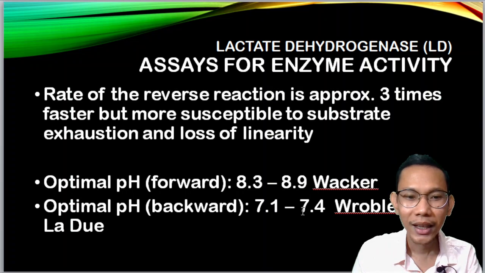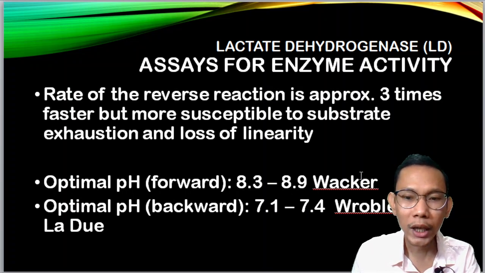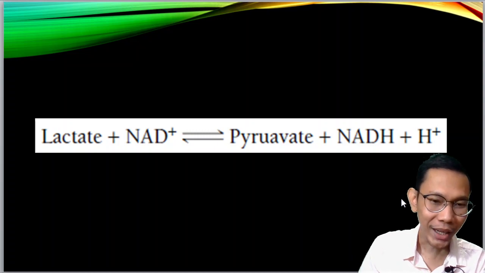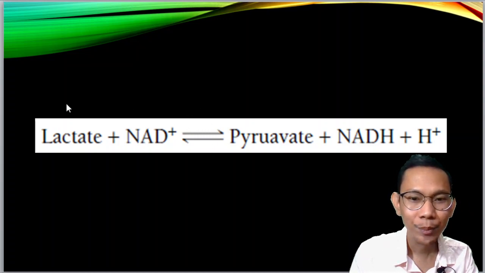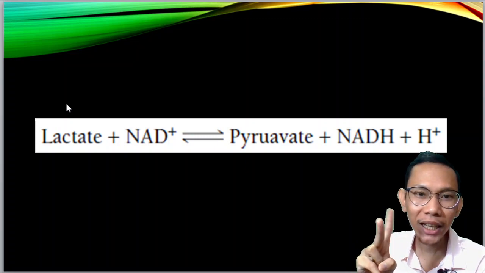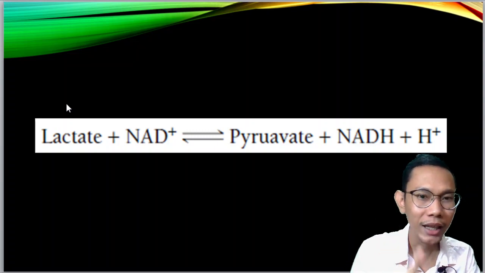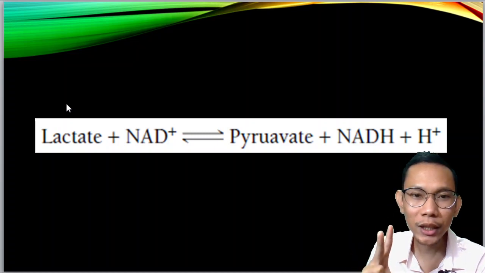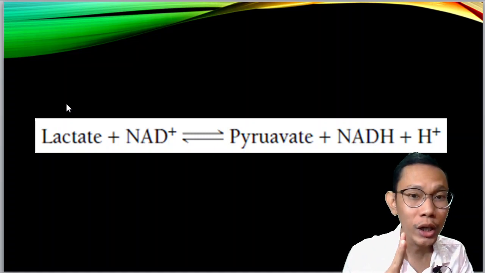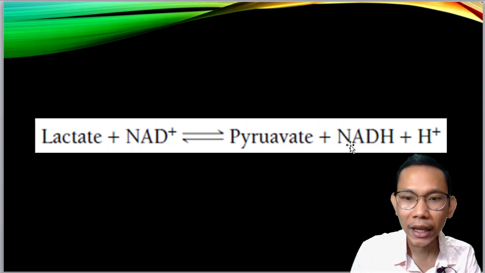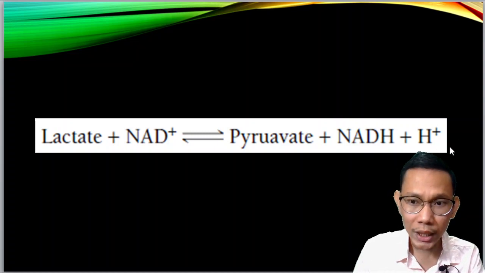It's around pH 7.1 to 7.3. Just remember, forward, Wacker; backward, this test. So again, this is the principle for lactate dehydrogenase. What were the two actions of lactate dehydrogenase? Again, interconversion between lactate to pyruvate or pyruvate to lactate. Another one, it is an oxidoreductase: it can oxidize or reduce the coenzyme NAD+. Your lactate will be converted to pyruvate, while oxidized nicotinamide adenine dinucleotide is reduced into reduced nicotinamide adenine dinucleotide, producing a hydrogen ion.